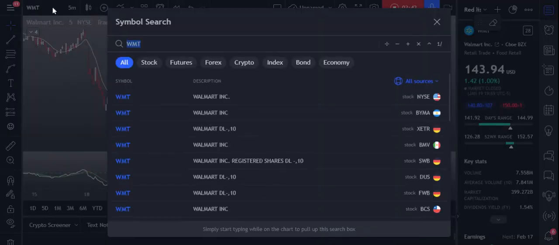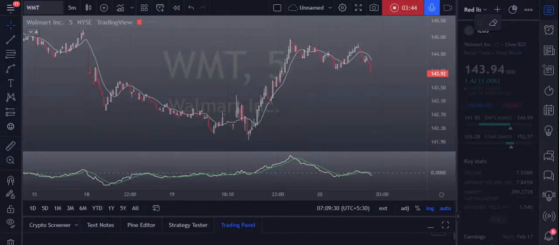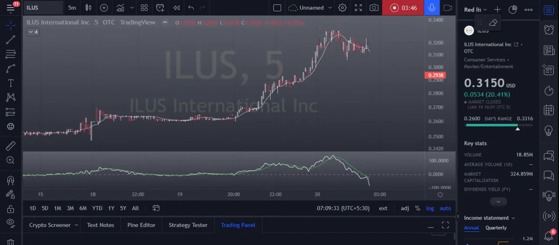Next one we're going to take a look at is an OTC, ILUS. Now, I do not recommend always using the 9 EMA and KST on the 5-minute charts in the OTC just because usually they're not liquid enough, not enough dollar volume. But with ILUS, since it is priced at 0.31 and there was enough volume today, you could have used it today as an opportunity.